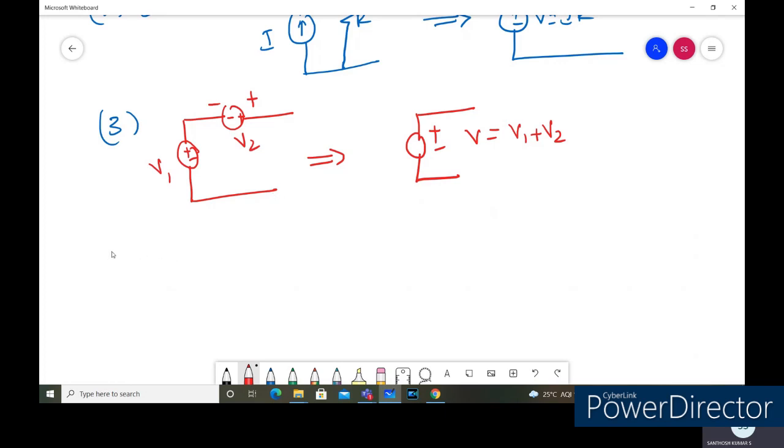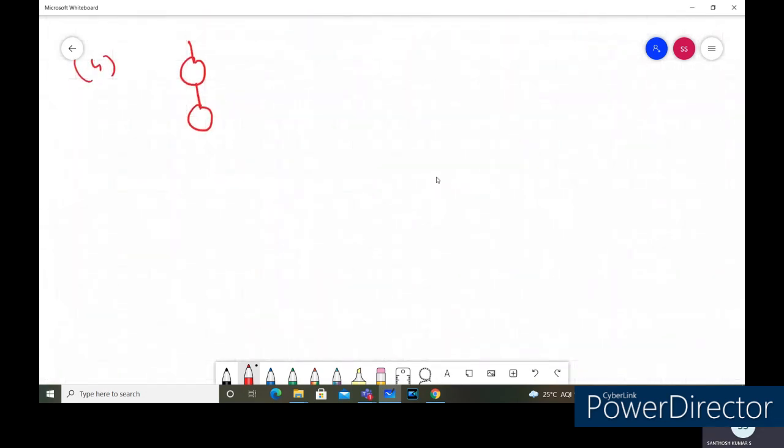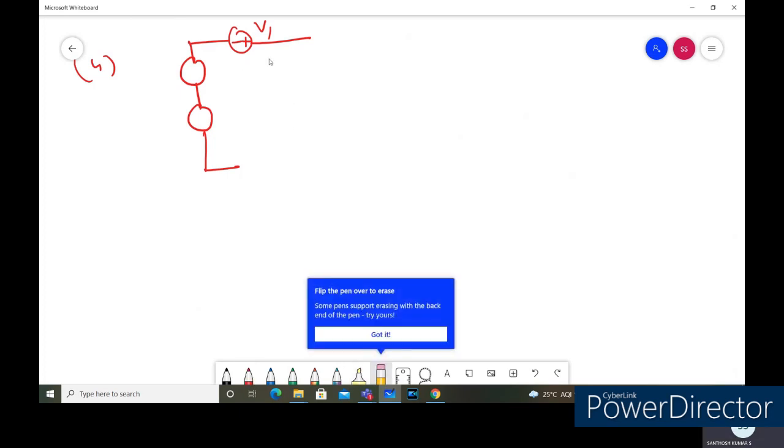Suppose we have the other kind of circuit where the voltage sources are connected with the opposite polarity. Then we need to take the difference of the voltage sources. Assume this is the polarity we are connected with, plus minus with the V1.